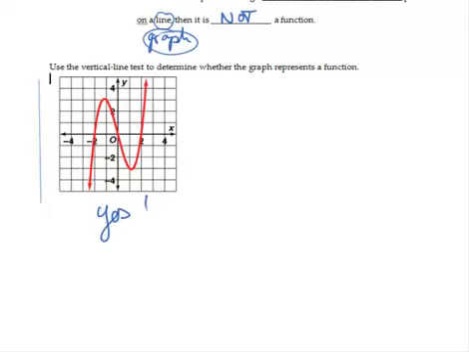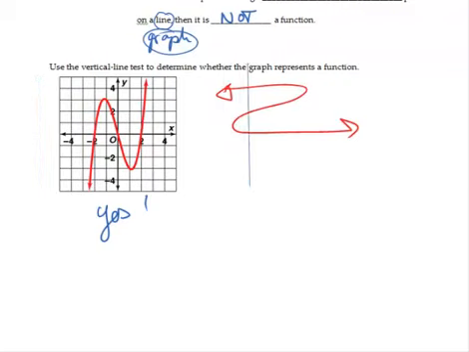Now, let's try a different graph here. Let's say I have a squiggle line going this way, and this one is my graph. Now when I take my vertical line and I test it, wait, look, stop here. See how it's hitting here, it's hitting here, and it's hitting here? It hit 2 or more points. So this one is not a function.